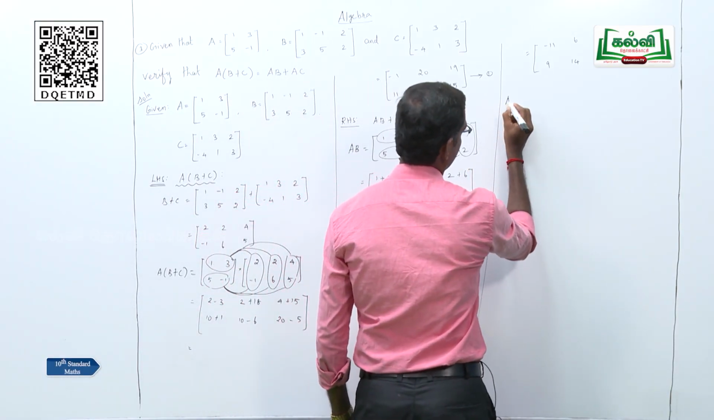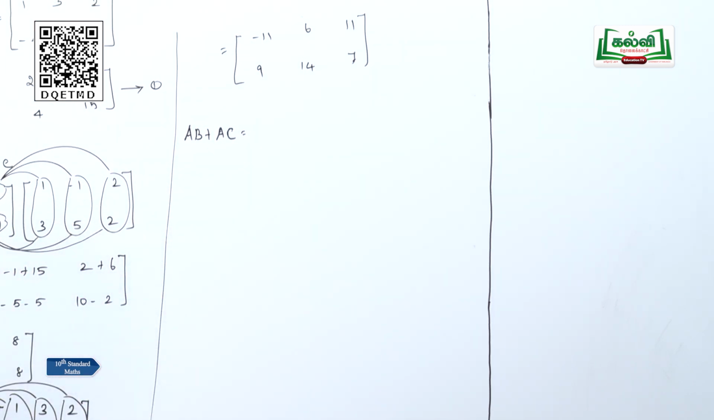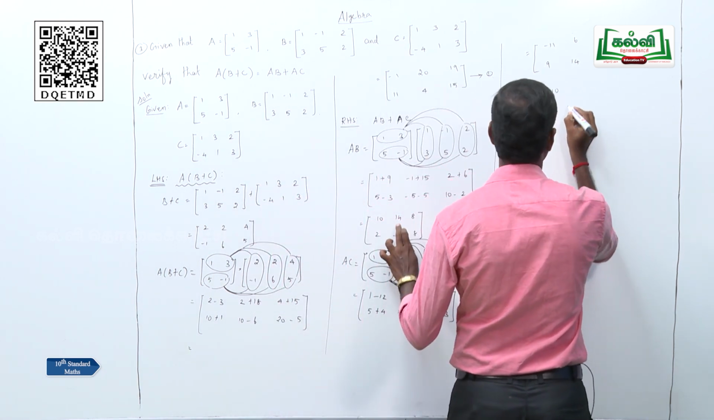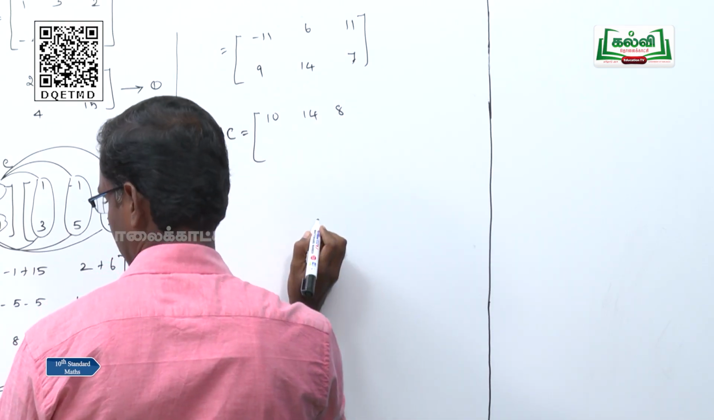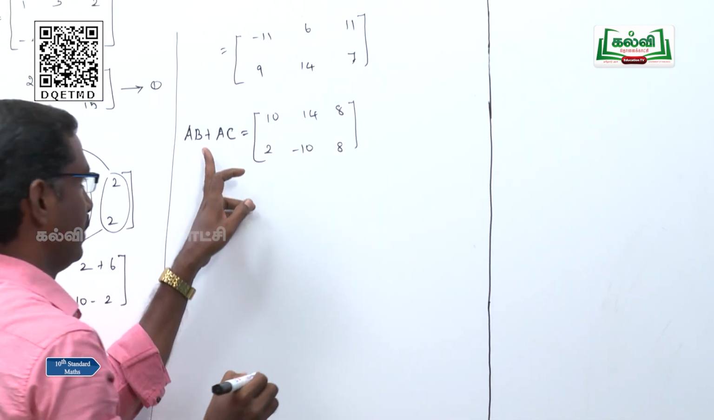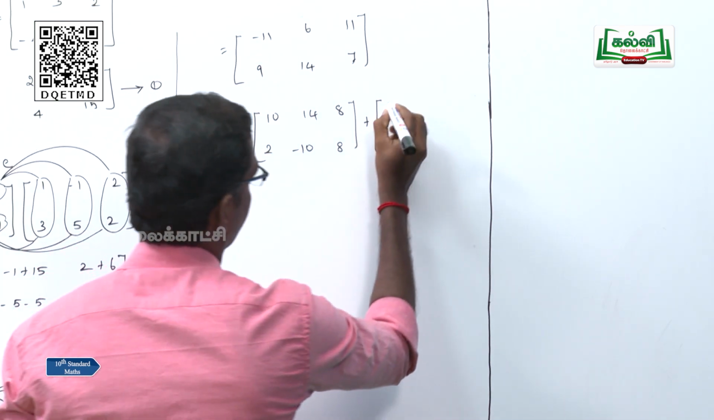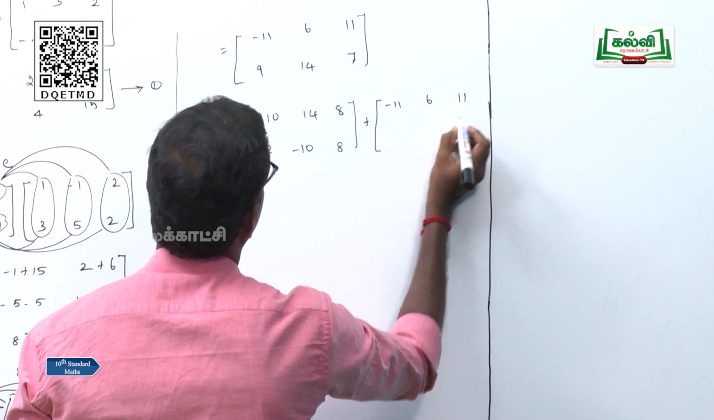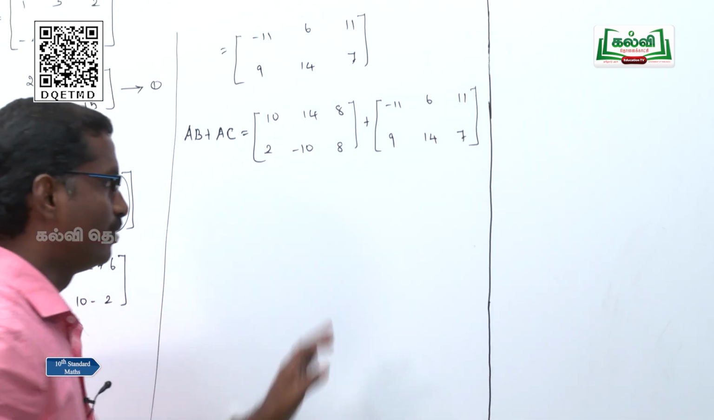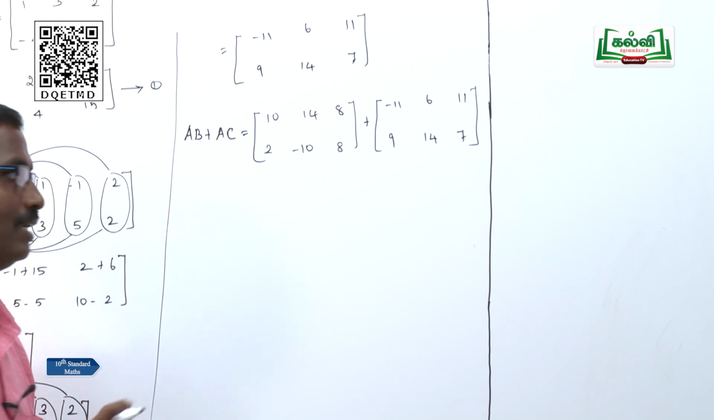So AB plus AC. Elements of AB: 10, 14, 8, 2, minus 10 and then 8. Next plus elements of AC: minus 1, 6, 11, 9, 14 and then 7. Rule for addition of any two matrices, very simple, just adding the corresponding elements.